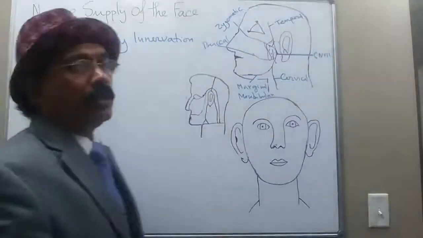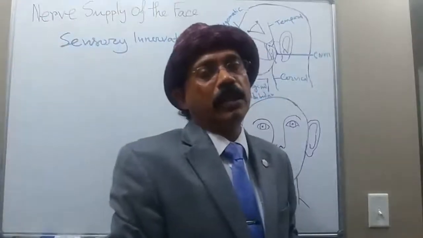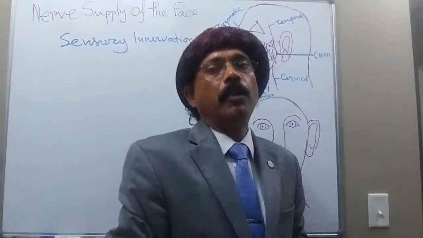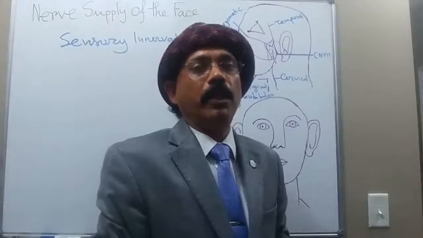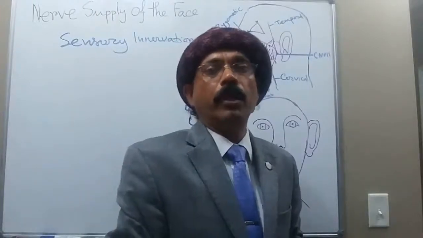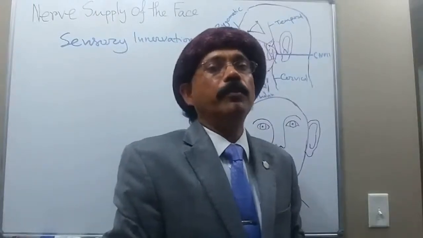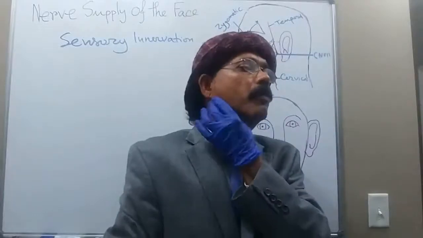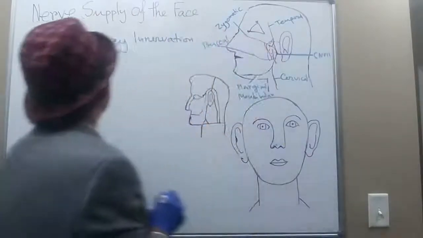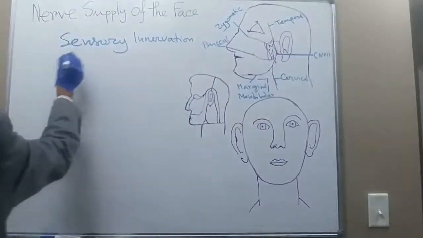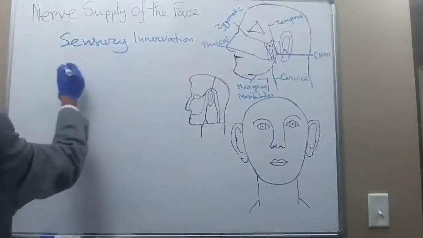Sensory innervation is carried by the trigeminal nerve mostly, partly by the cervical spinal nerve through the great auricular nerve over the skin of the mandible angle. Okay, so mostly it is getting sensory innervation.